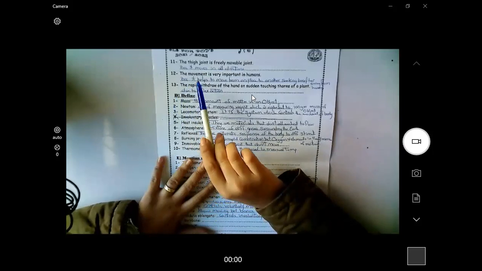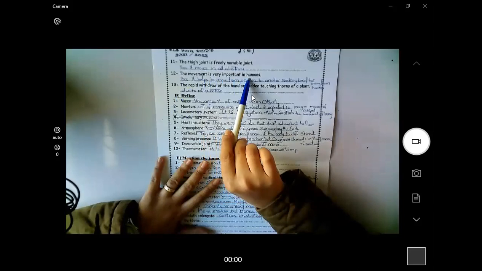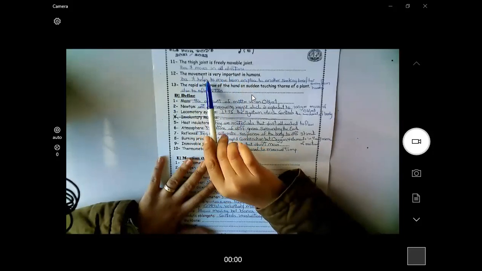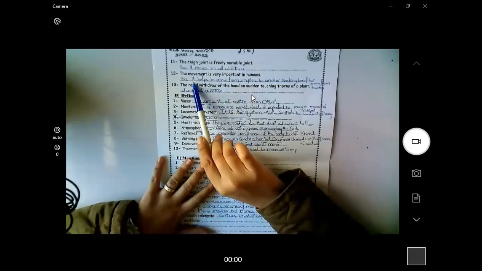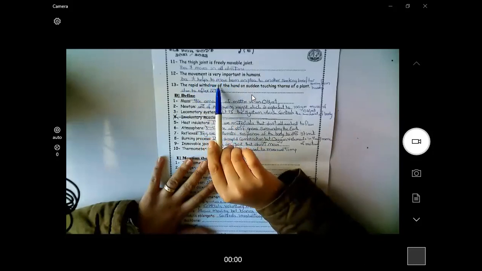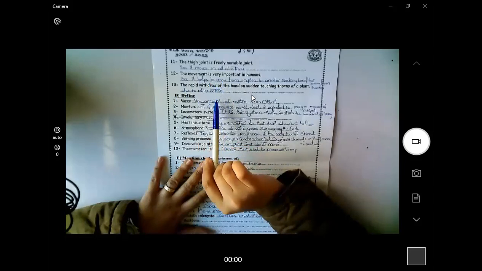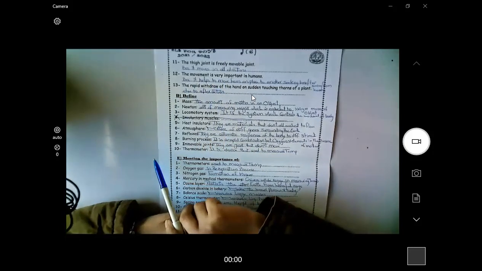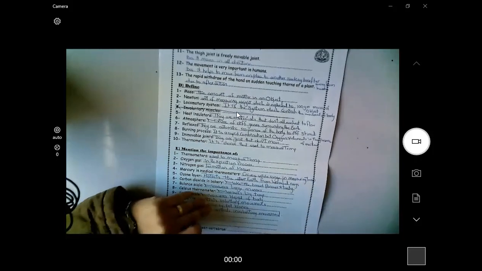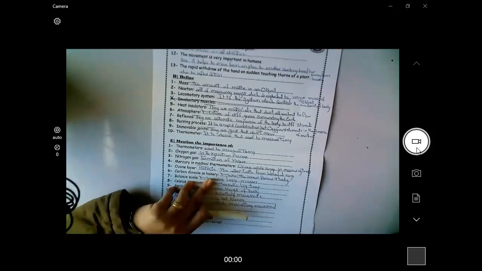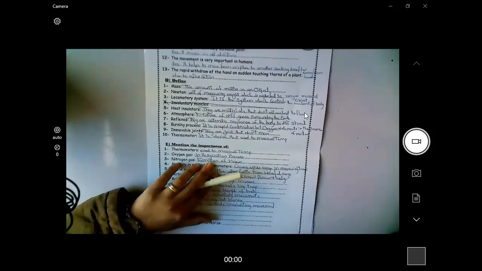Number 12, the movement is very important for humans because it helps to move from one place to another. Okay?